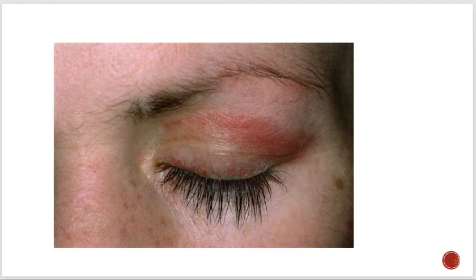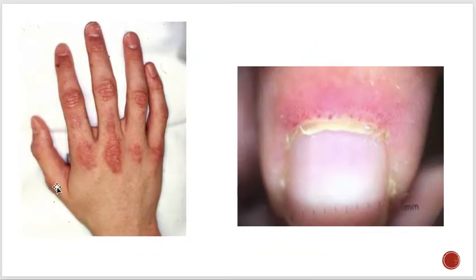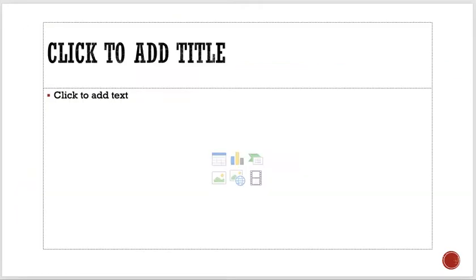Now, their hands look like mechanic hands: dry, thick scales on the palmar and lateral surface of the digits. See these scales. And they also have periungual erythema. You can see this redness, it is periungual erythema. So these are all the features of this condition.